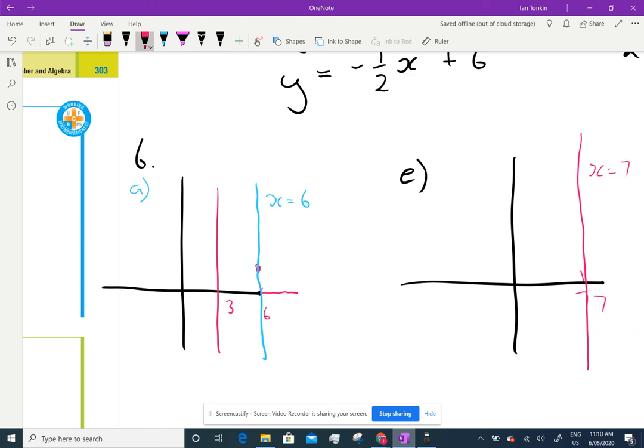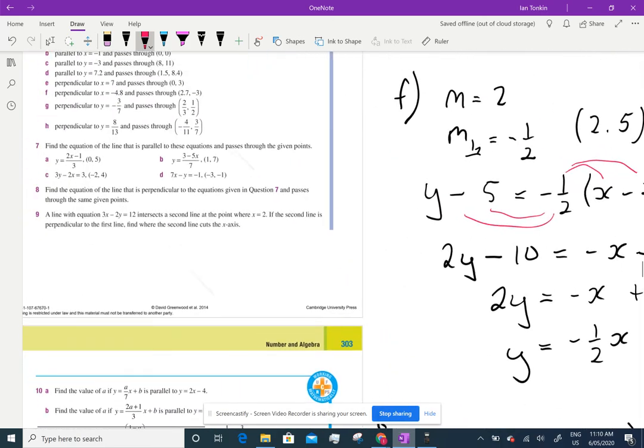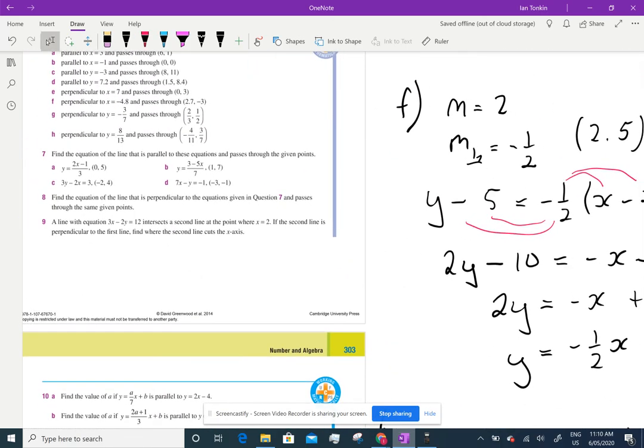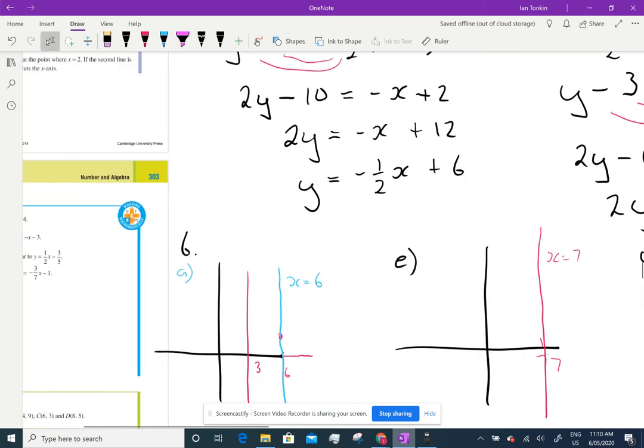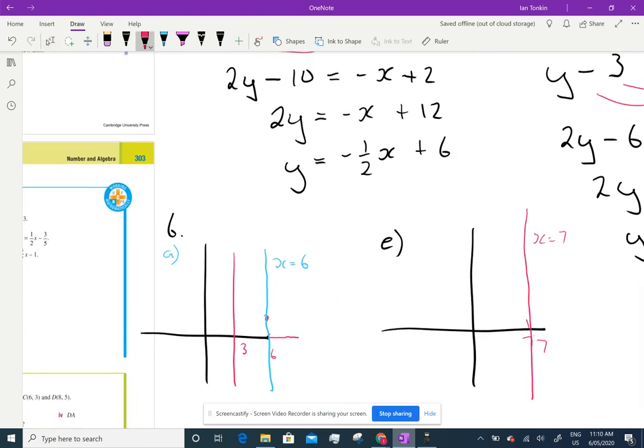Now it's going to be perpendicular to that, which means it's going to be horizontal. It's going to be y equals something. Well, what point does it go through? It goes through the point 0, 3. So it goes through 0, 1, 2, about there, 3. So it's going to be this line. Y equals 3. So this time, you're taking the other value.